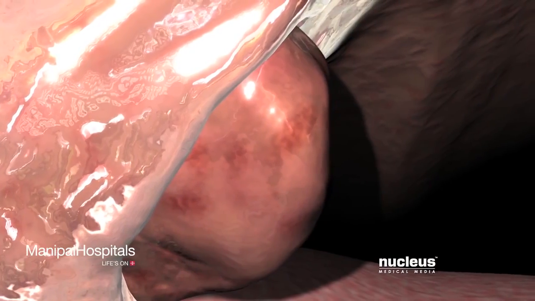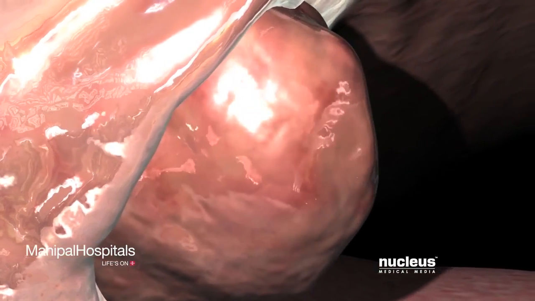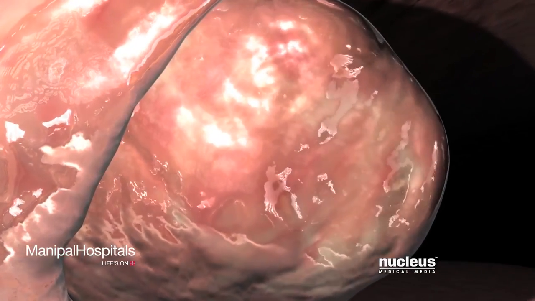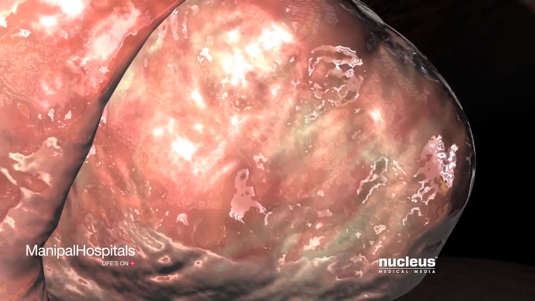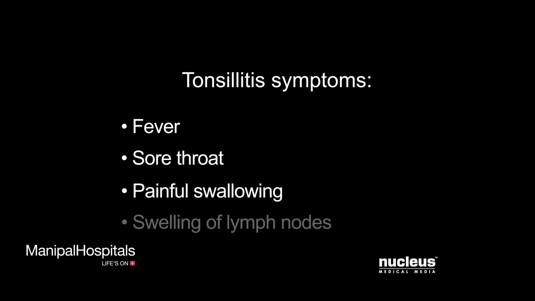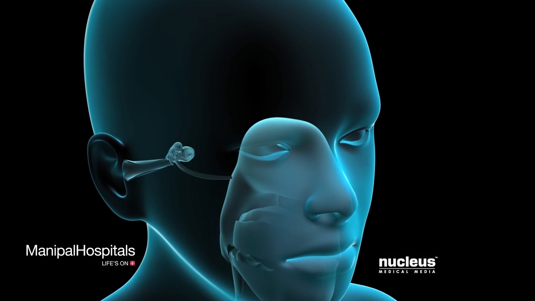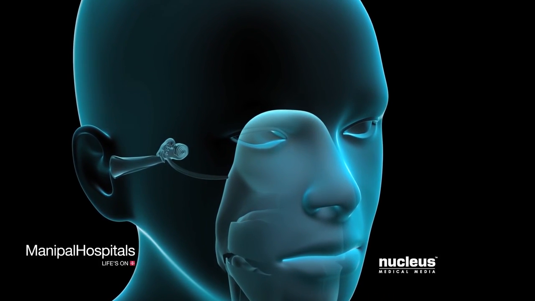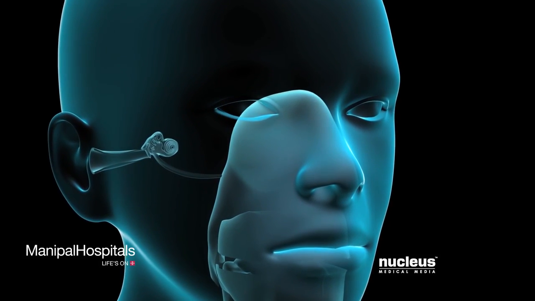The tonsils often become enlarged and inflamed when fighting off an infection. This is a condition called tonsillitis. Tonsillitis may be associated with fever, sore throat, painful swallowing, and swelling of the lymph nodes in the front of the neck. It is most commonly diagnosed in children, but can be seen in some adults as well.